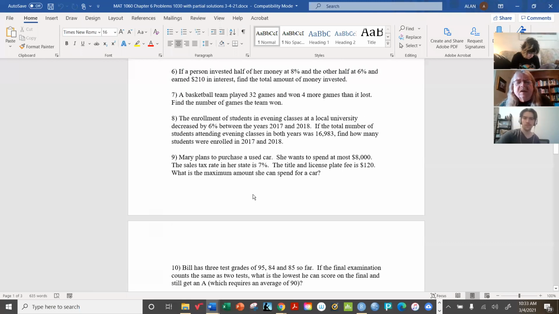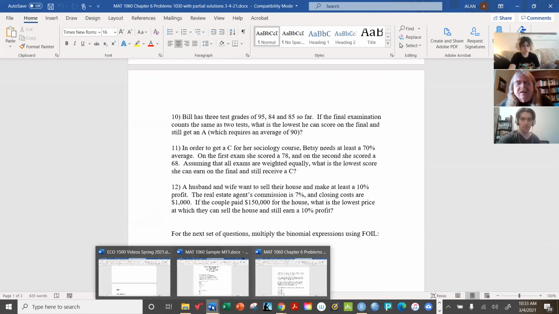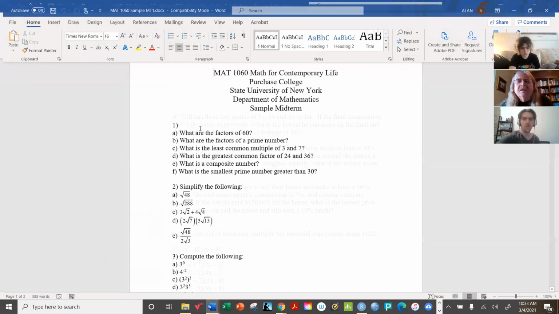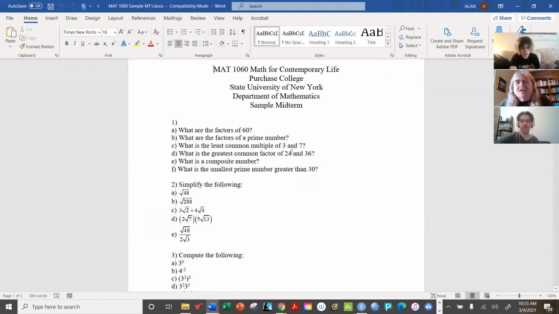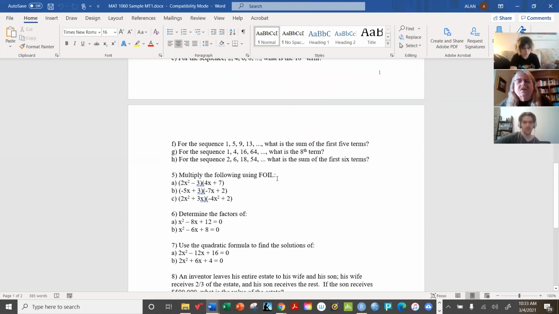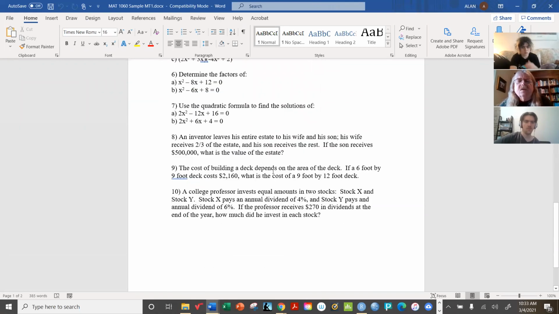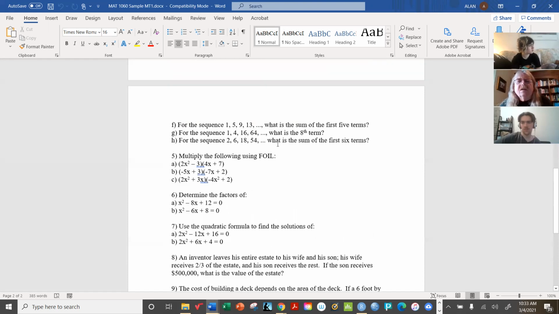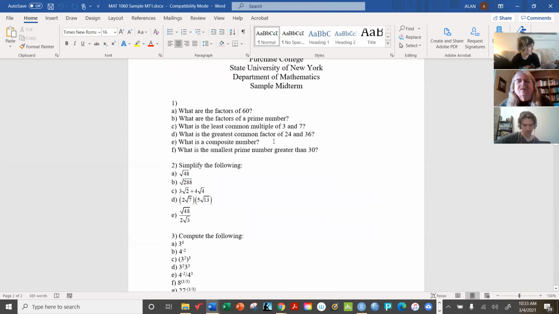If you look at Moodle, there is now a sample midterm posted. The sample midterm is just a mixture of all the questions from chapters 5 and 6. It's meant to be an overview of the two chapters. It's also a very good preview of what the actual midterm looks like. You can see it's not as long as a normal problem set.